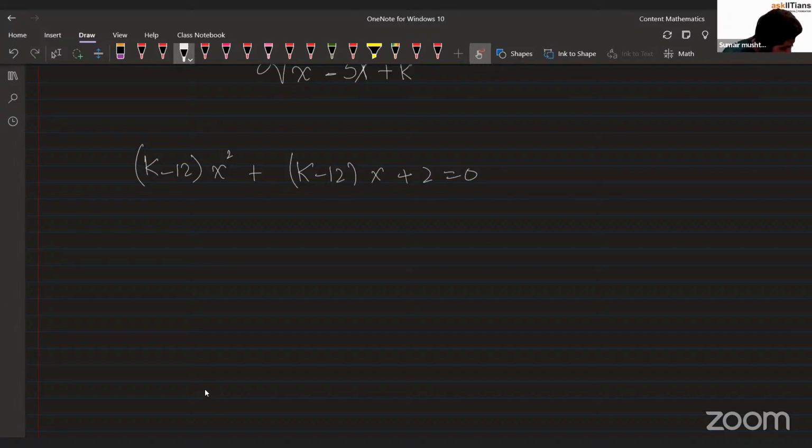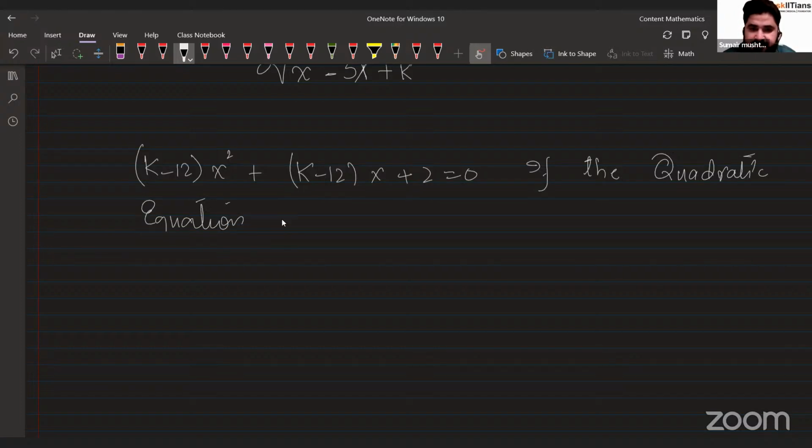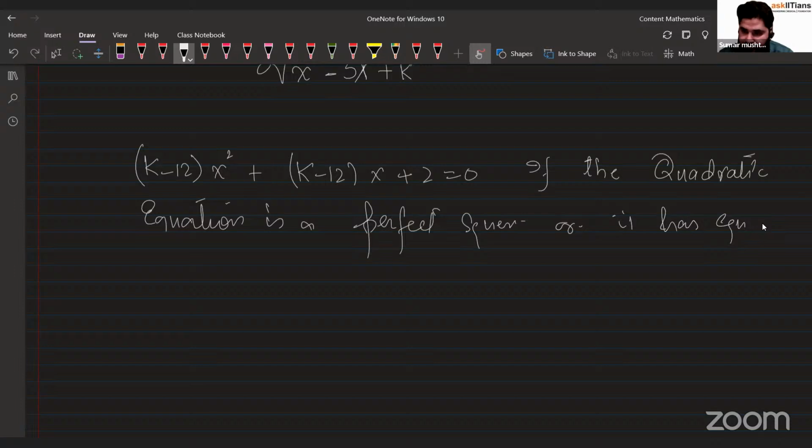A quadratic equation. If the quadratic equation is a perfect square, it can be asked like this: it is a perfect square, or it has equal roots. Then find k. Why I give you two conditions?